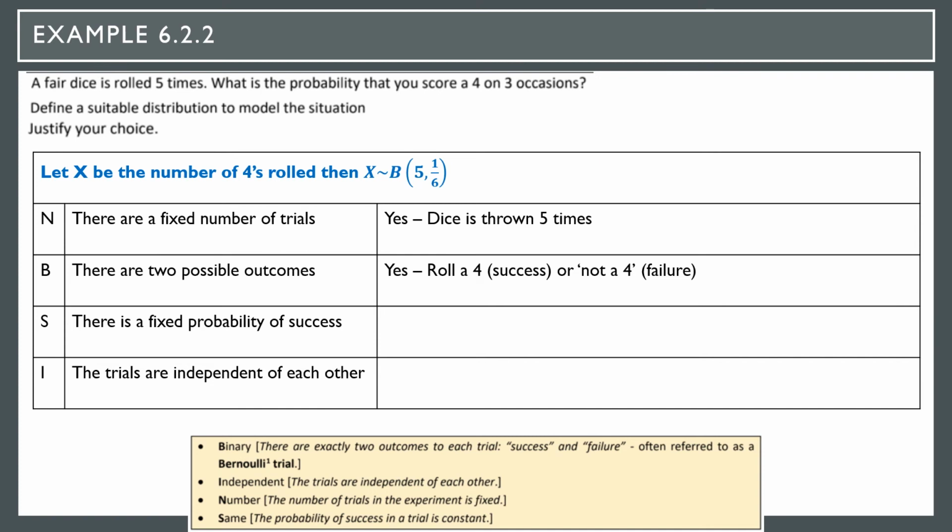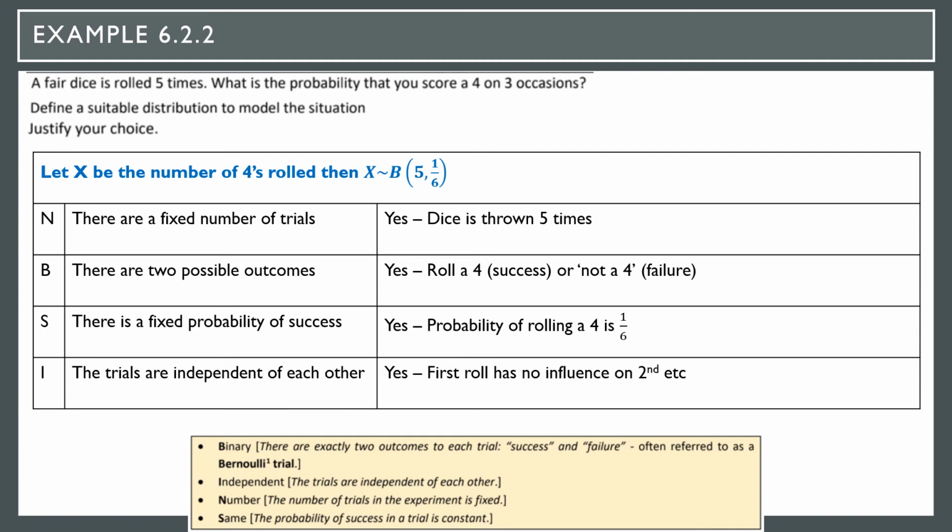So there are 2 possible outcomes, either we roll a 4 or we don't roll a 4. Is there a fixed probability of success? Yes, there is, because the probability of rolling a 4 is a 6th, and that's the same every single time we roll our fair dice. And then finally, are the trials independent of each other? Yes, they are, because the first roll has no influence on the second, has no influence on the third, etc.